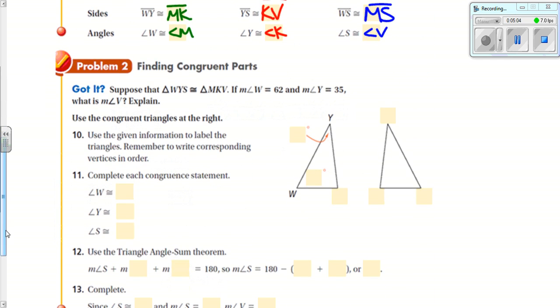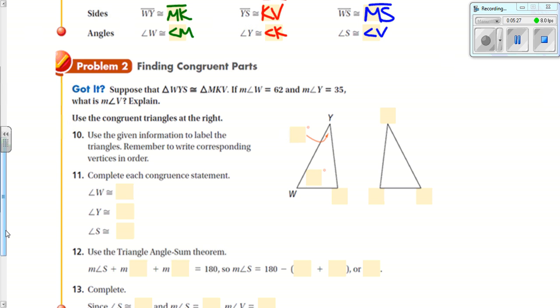All right, problem 2, finding congruent parts. The problem says, suppose triangle WYS is congruent to MKV, so we're using it from above. If the measure of angle W is 62 and the measure of angle Y is 35, what is the measure of angle V? That's what we're going to find out, and we're going to use these next few examples to help us get there. So we're going to deduce how to do that.